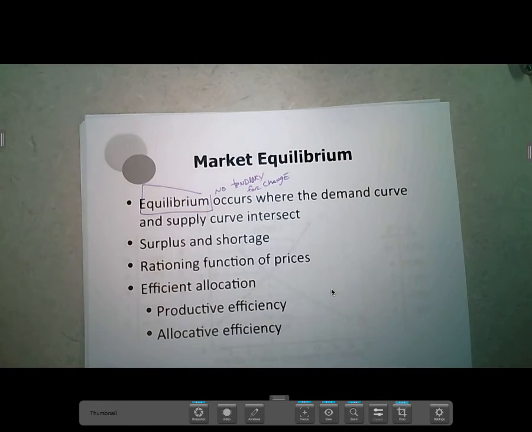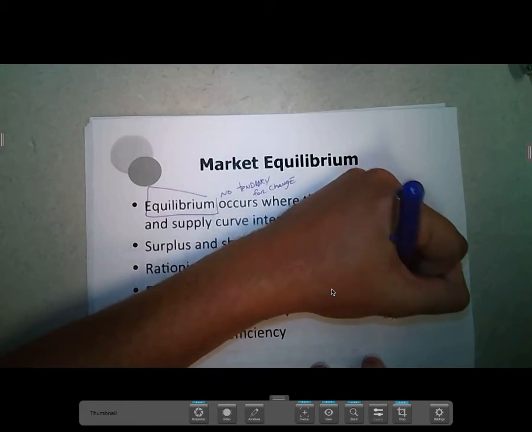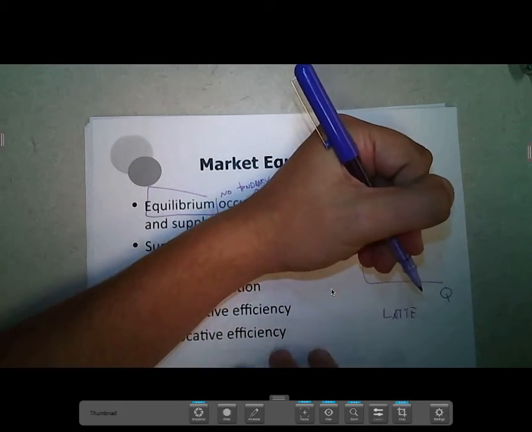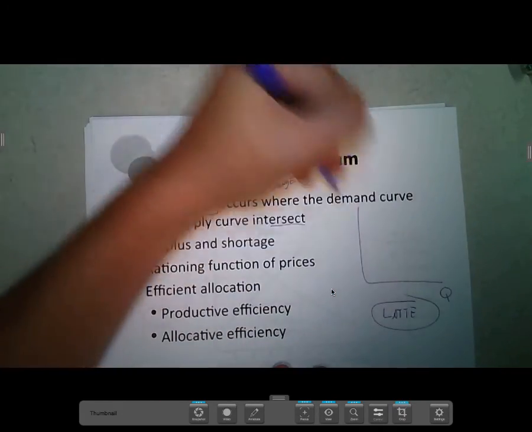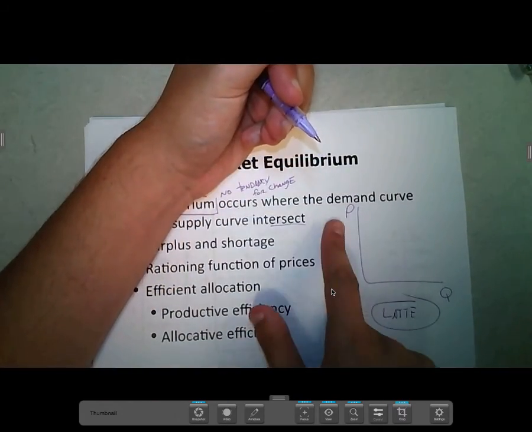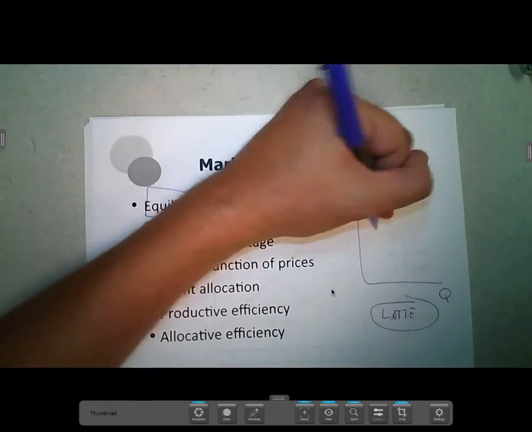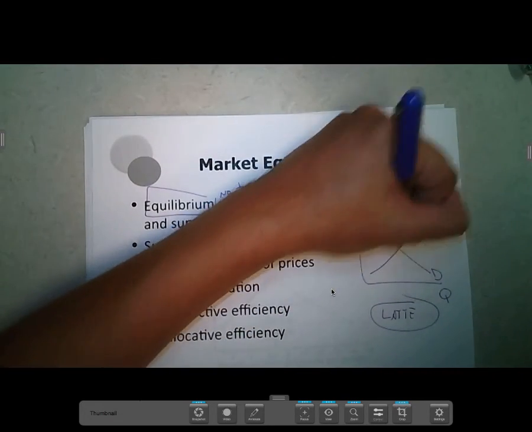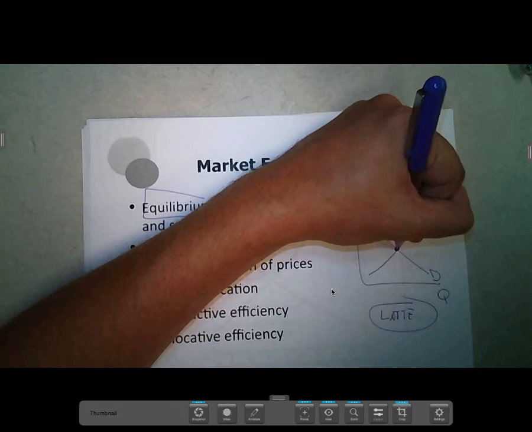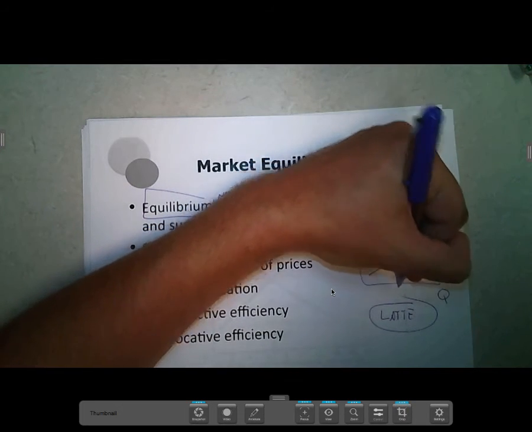Where there would be no tendency for change. It's where the curves meet. So if I write out this latte market, and I can already see it's on the back of this, but let's just write it out here. If I have my price of lattes, my quantity of lattes, here's my demand curve, here's my supply curve, they meet, and look at that.